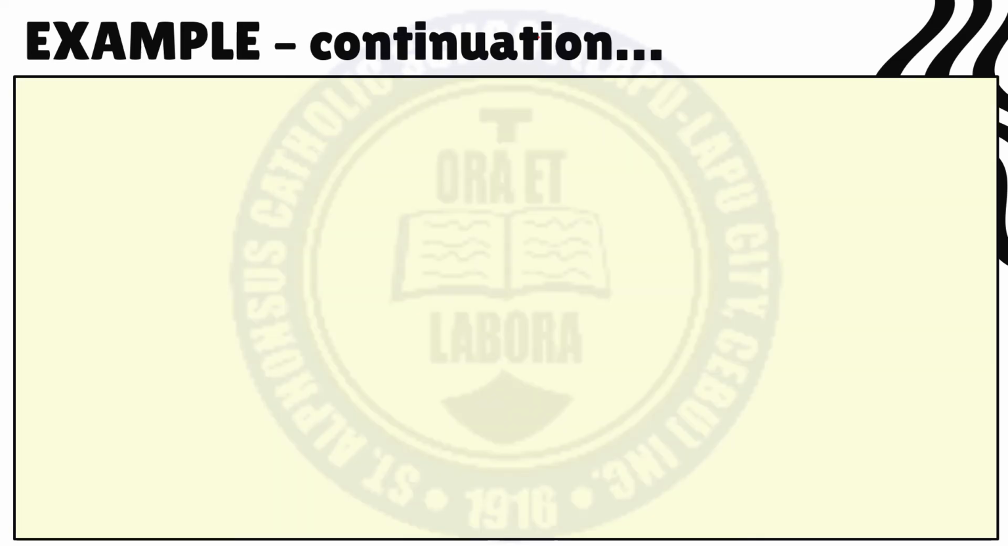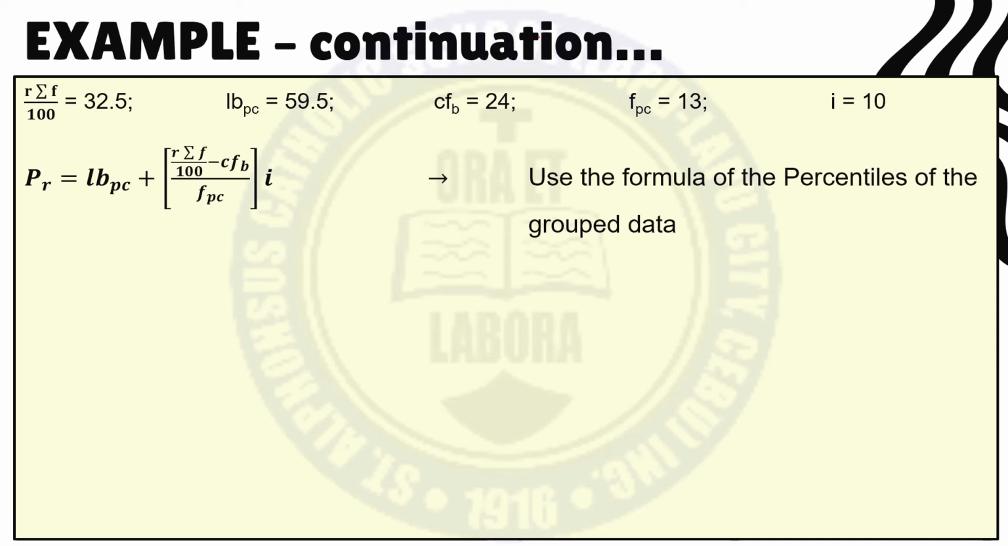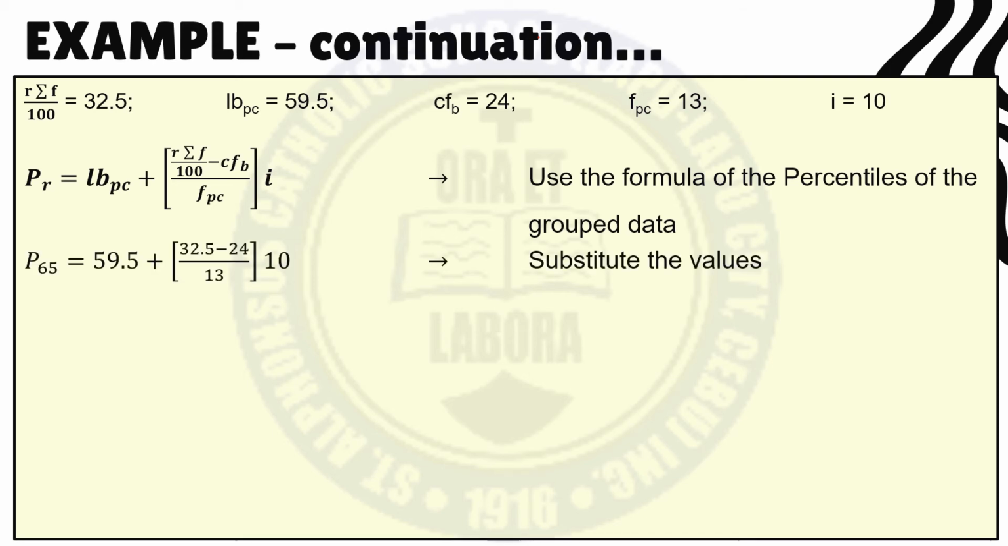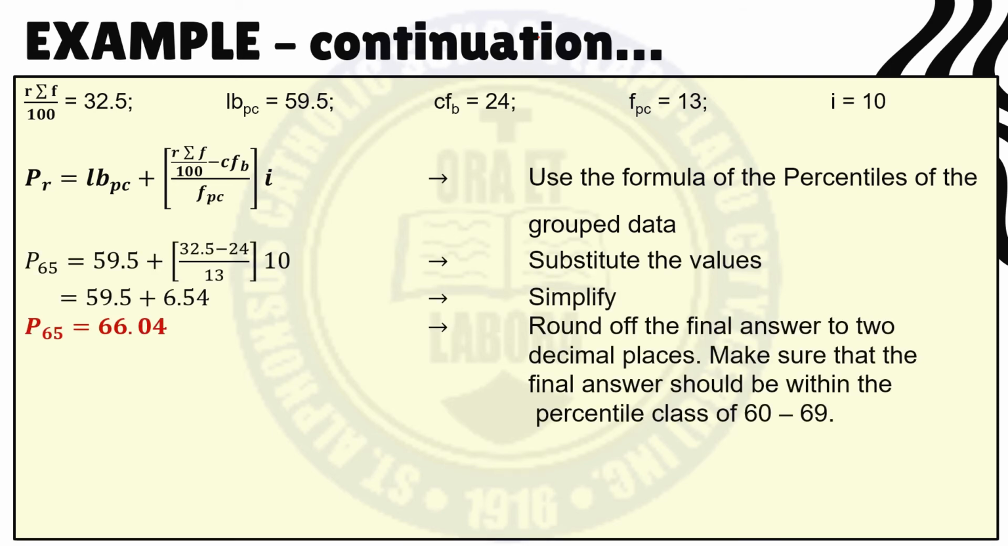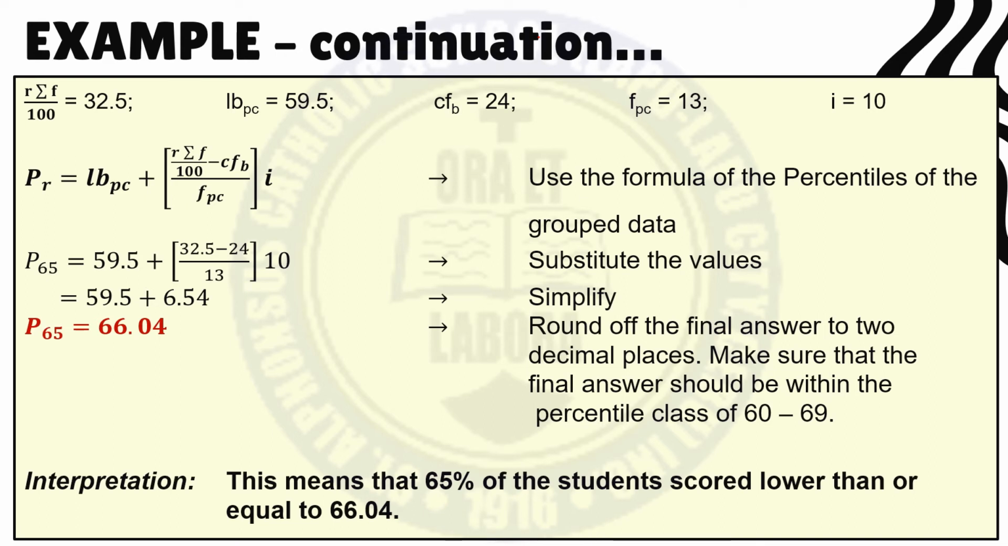We have here the different values needed to solve for P sub 65. So we will now substitute our given values into this formula, then simplify. Therefore, P sub 65 is equal to 66.04. Make sure that this final answer is within the percentile class of 60 to 69. And then we have to interpret the result. This means that 65% of the students scored lower than or equal to 66.04.